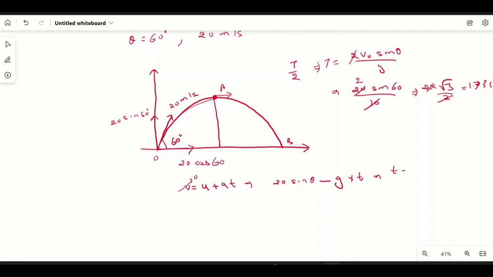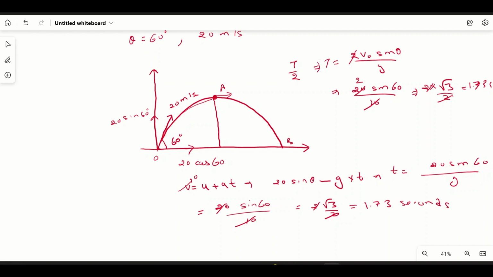So our t will be 20 sine 60 divided by g, which is equal to 20 sine 60 divided by 10. So it's equal to 2 root 3 by 2, which is equal to 1.373 seconds.